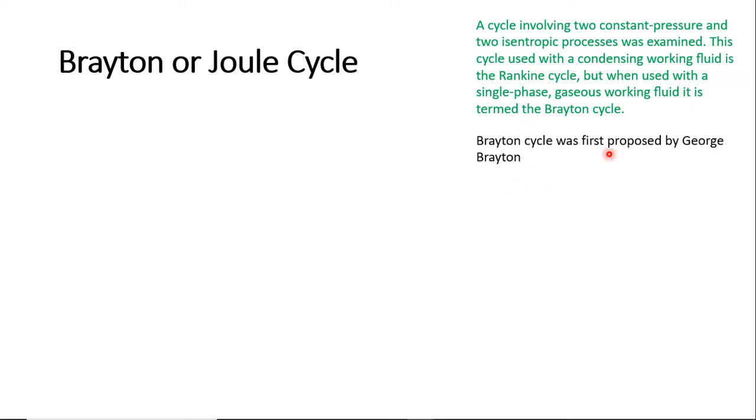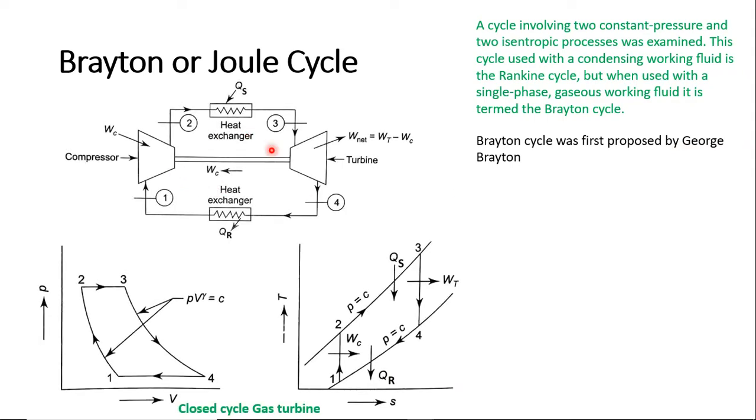Then Brayton cycle, it was first proposed by George Brayton, and this is the Brayton cycle where we have 4 components and hence the 4 processes, and these 4 processes will form a cycle. Now if you observe the PV and TS diagram, see the arrows, these are in clockwise direction both on PV and TS diagram, meaning Brayton cycle is a power producing cycle.